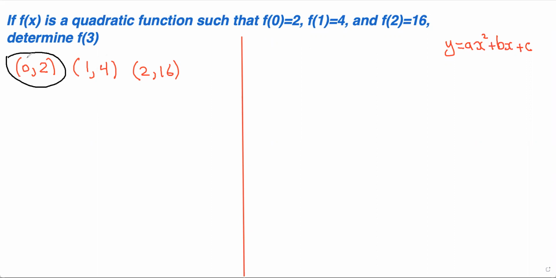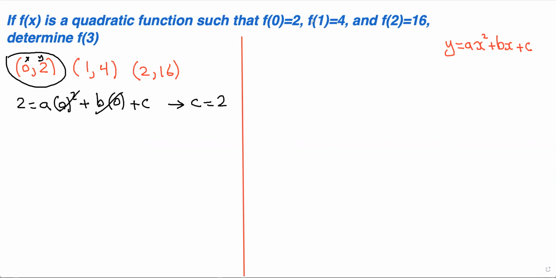Because see, every point here is an x and a y value. So I'm gonna sub this here in this equation. And if I sub it in this equation, y is 2 equals a, and x is 0, so 0 squared, plus b, and x is 0 again, plus c. Now, because 0 times 0 is 0, all of these are going to cancel. And now we know from here that c equals 2.